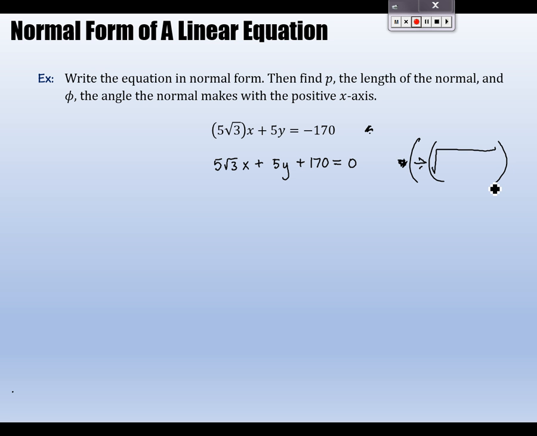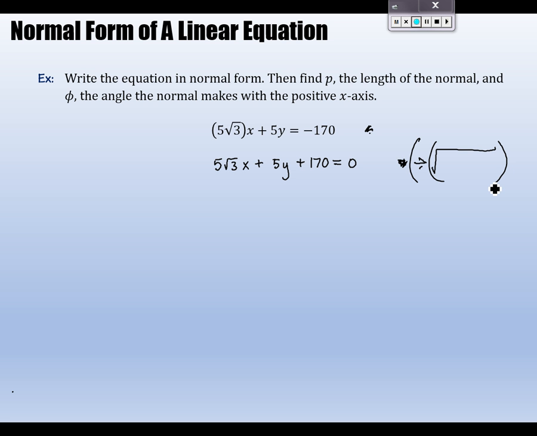But actually, I'm going to divide through by negative 10. Why? Because I'd like this to be minus p at the end, okay? So here we go. When I do that, I get negative root 3 over 2 x minus 1/2 y minus 17 equals 0. And now my guarantee to you was that is now in normal form. Even though you're kind of trusting me that that's true, I did say that all you had to do was divide through by negative 10 and then boom, it's in normal form.